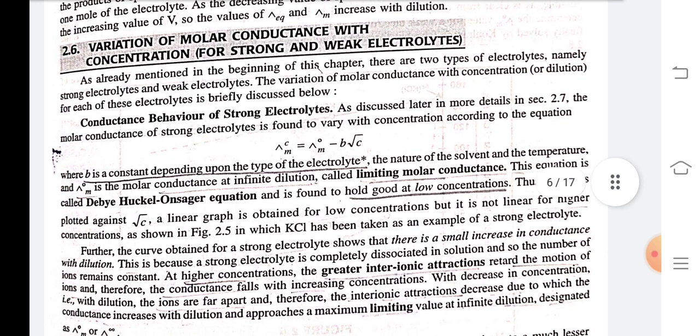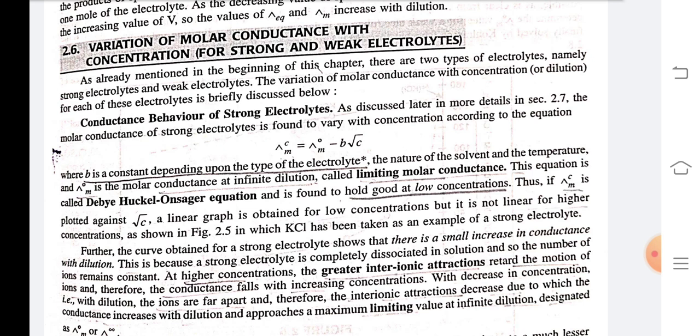Variation of molar conductance with concentration for strong and weak electrolytes. As already mentioned in the beginning of this chapter, there are two types of electrolytes, namely strong electrolytes and weak electrolytes. The variation of molar conductance with concentration or dilution for each of these electrolytes is briefly discussed below. Conductance behavior of strong electrolytes.